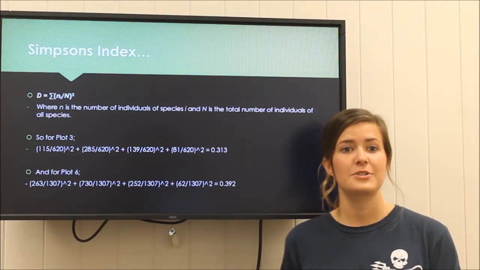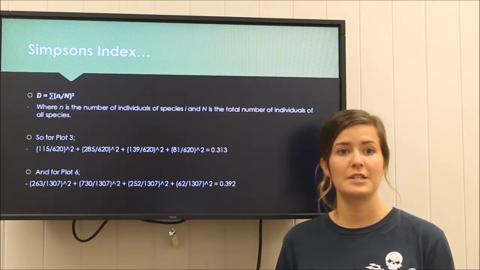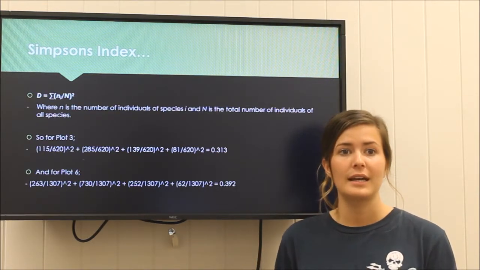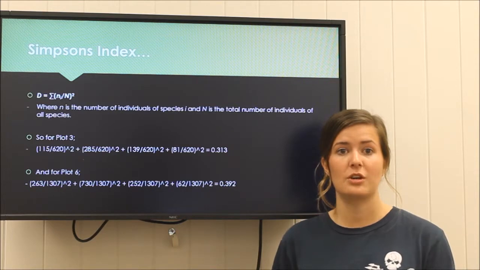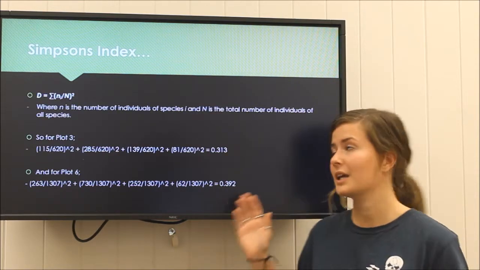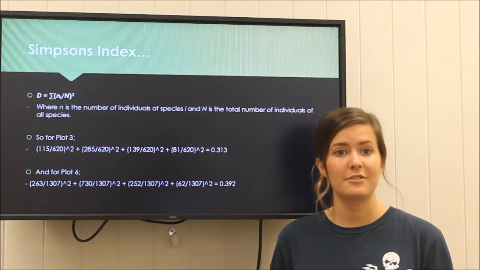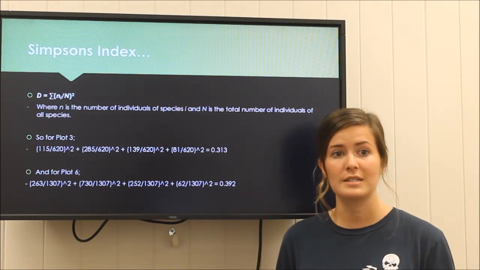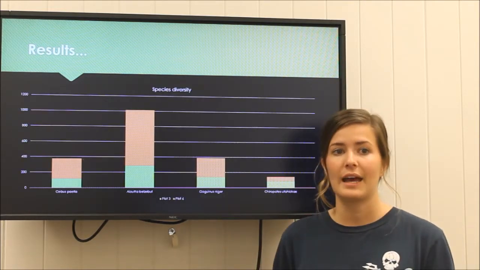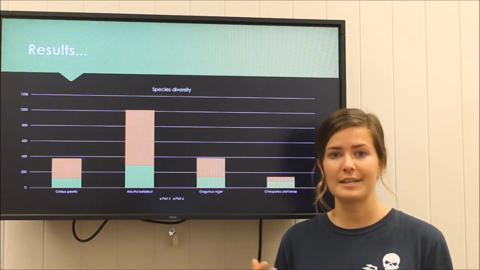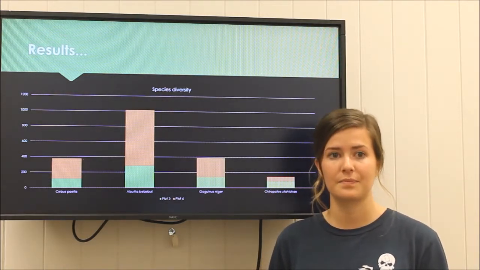Using Simpson's index, the total species diversity of plot 3 can be determined as 0.313, and the total diversity of plot 6 can be determined as 0.392. The working is shown here. It can then be determined that the difference in species diversity between the 2 plots is 0.079, and plot 3 therefore can be said to have a higher species diversity than plot 6.